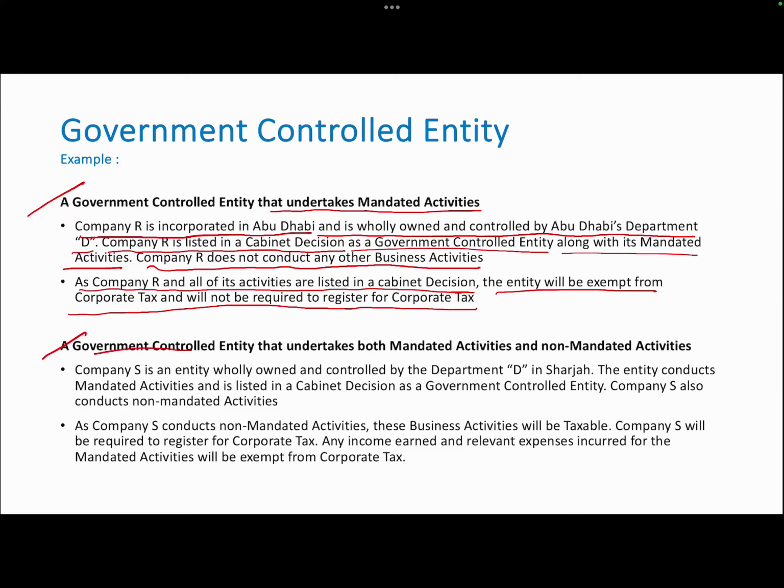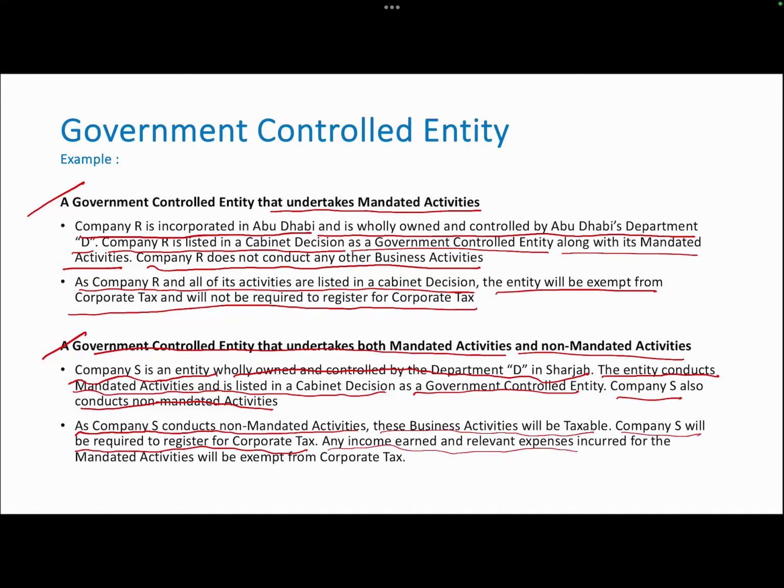Second one, a government controlled entity that undertakes both mandated activities and non-mandated activities. Company S is an entity wholly owned and controlled by the Department D in Sharjah. The entity conducts mandated activities and is listed in cabinet decision as a government controlled entity. Company S also conducts non-mandated activities. As Company S conducts non-mandated activities, these business activities will be taxable. Company S will be required to register for corporate tax, and any income earned and relevant expenses incurred for the mandated activities will be exempted from the corporate tax.